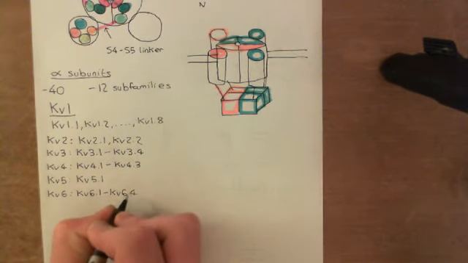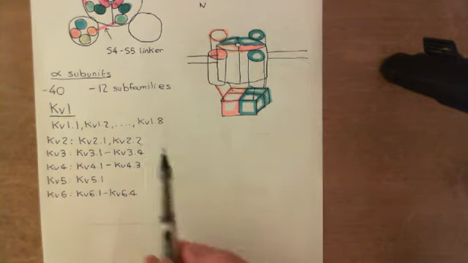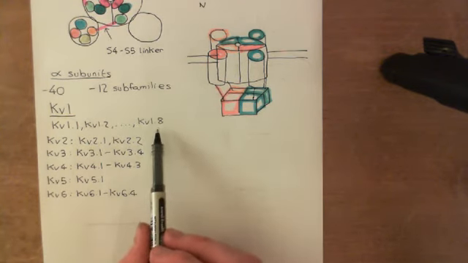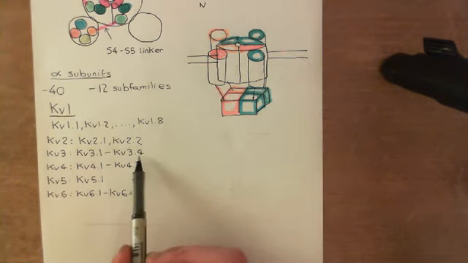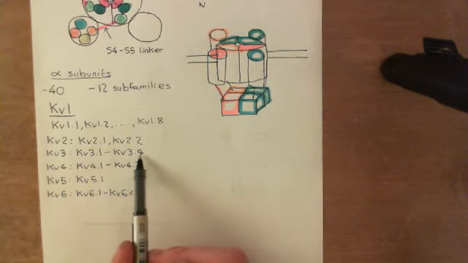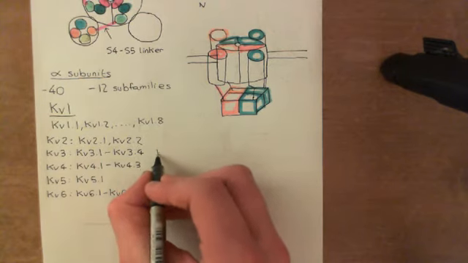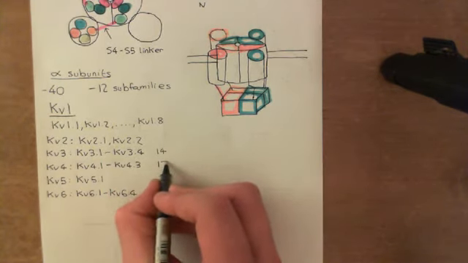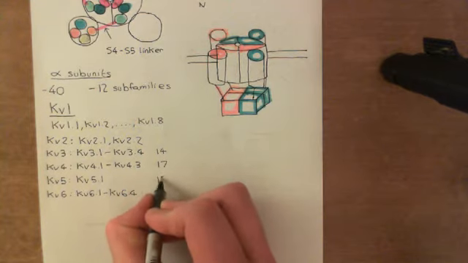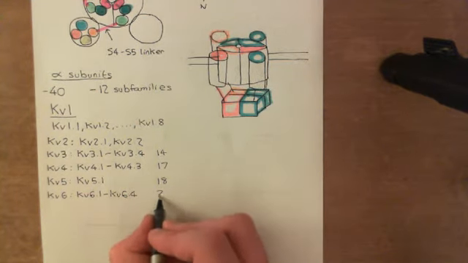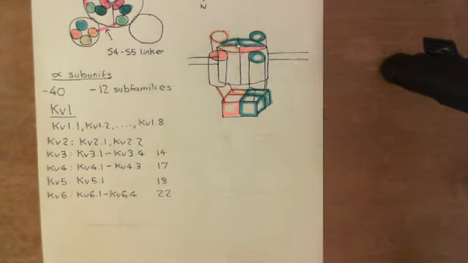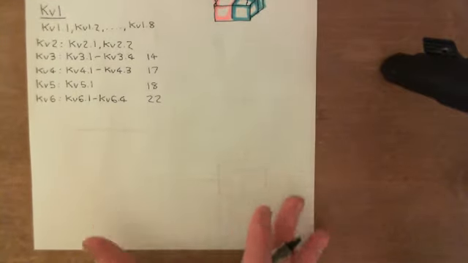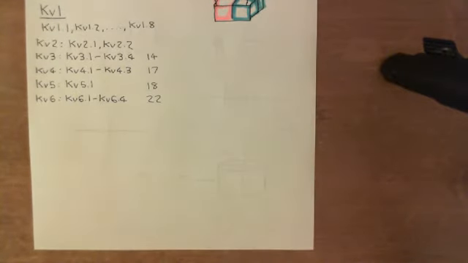So let's just count up how many we've got now. We had the first family that had 8 members in, the second family had 2, that took us up to 10, then we've got 4 from KV3, that takes us up to 14 so far. Then add another 3 onto that, we're up to 17, then add another 4 onto there, 22, so we've only got another 18 now to go, so we're halfway through now.